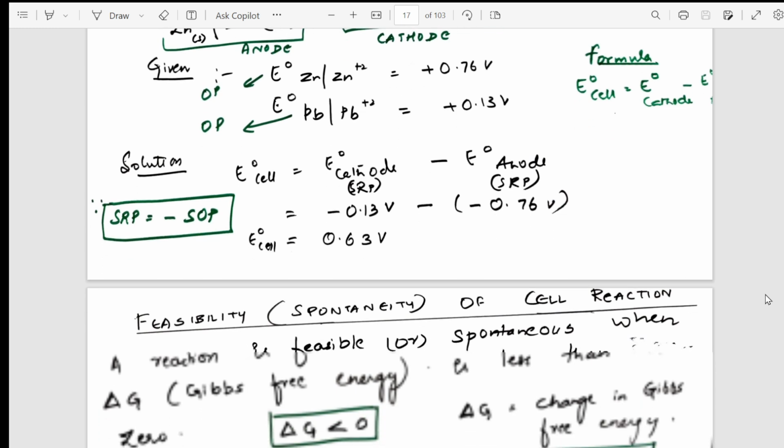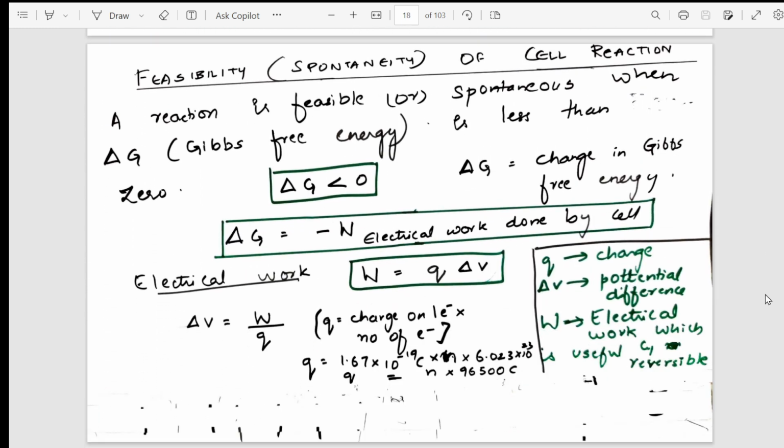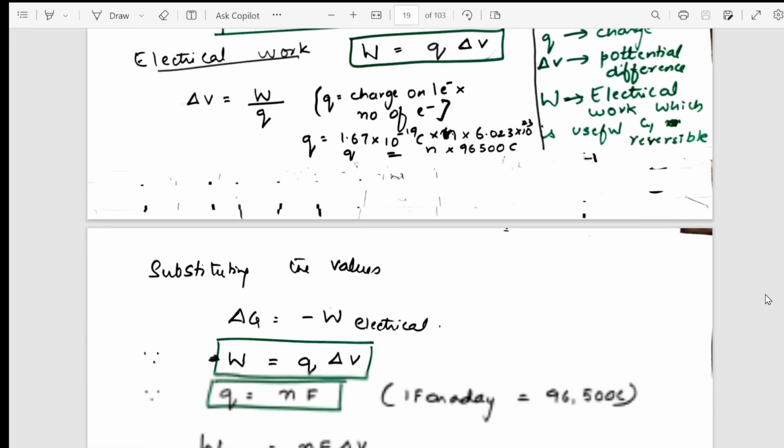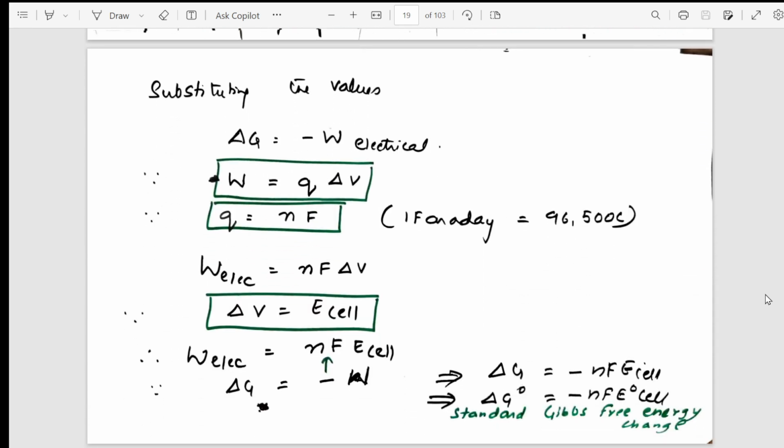Done. Then I've gone to the concept of feasibility or spontaneity of cell reaction. Based on the Gibbs free energy, I have calculated how much electrical work is done. For this electrical work done, I have applied the formula and given the concept of feasibility of the reaction. How do you calculate? From there, gradually, I have substituted the values. I have derived the complete Gibbs free energy and standard Gibbs free energy also on this page.